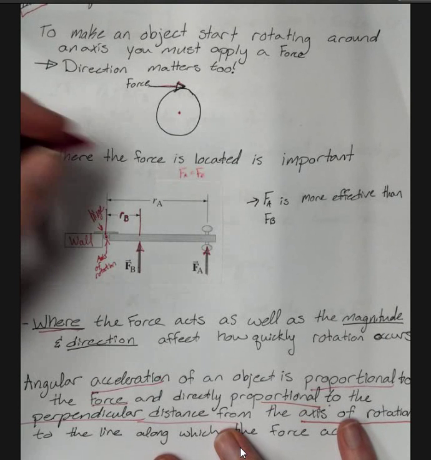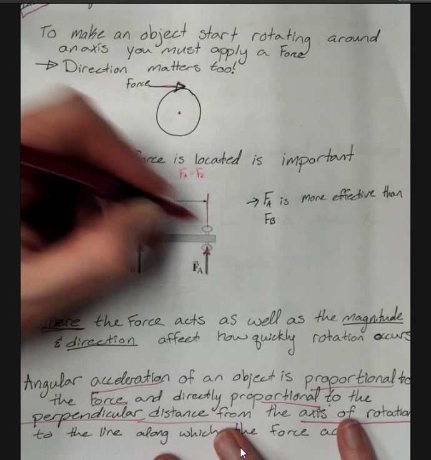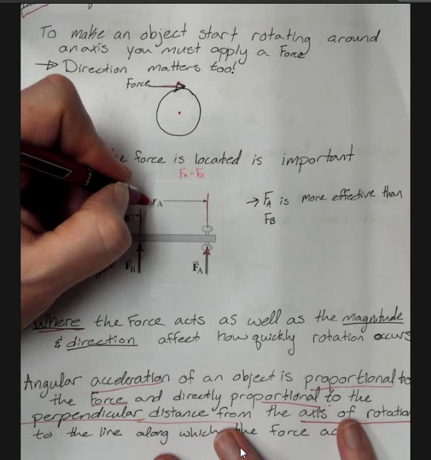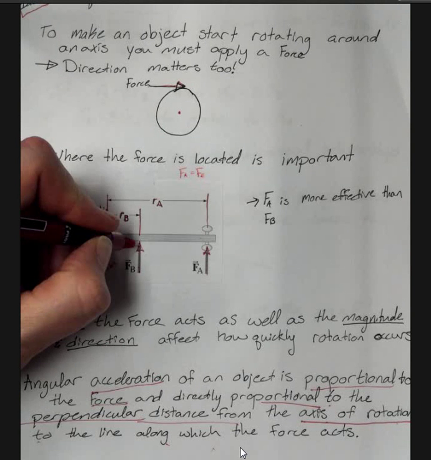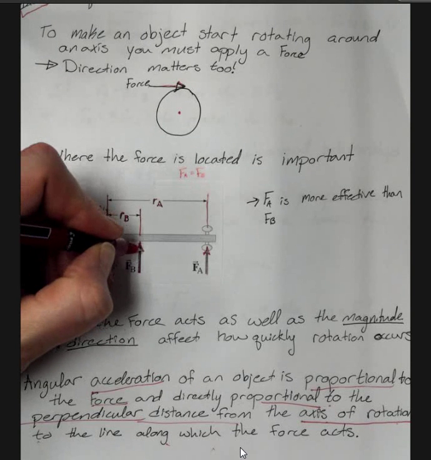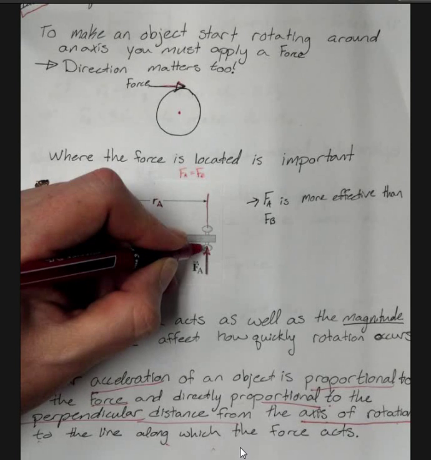And for object A, it would be from here to here. So that's the perpendicular distance from the axis of rotation to the line along which the force acts. What do I mean about the line along which the force acts? Well, that's the direction of the force. That's the vector direction of the force. That's how the force is acting.